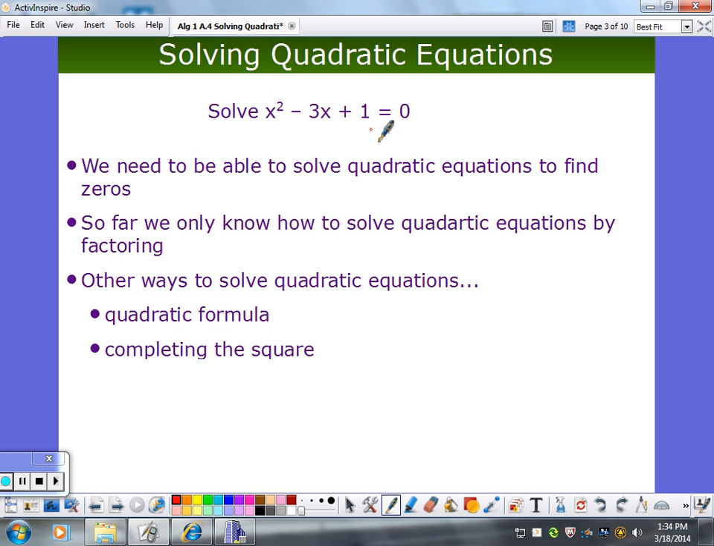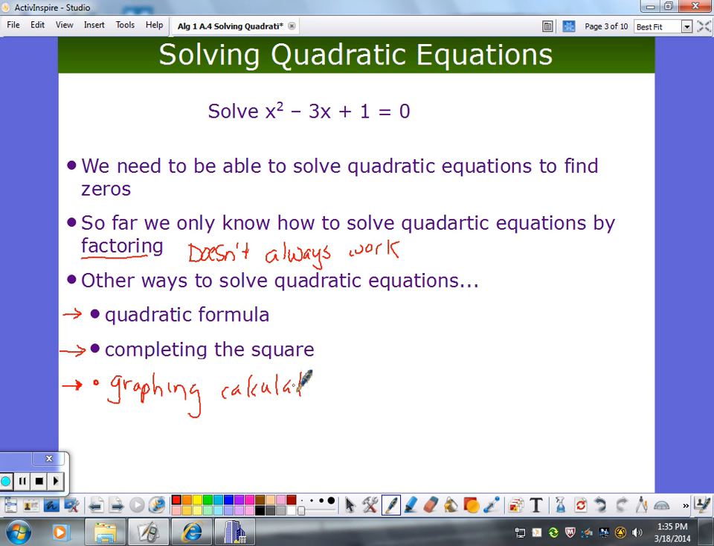So x squared minus 3x plus 1 equals 0. That's what we're trying to figure out. We can't factor, right? Because one of the methods we know is factoring, and it doesn't work. So this is a problem with this factoring method that we've been spending all this time with. It doesn't always work. So we're actually going to look at 3 ways. I've got 2 ways listed here. Something called the quadratic formula and something else called completing the square. There actually is another way to find zeros, and that's by graphing on the graphing calculator. And we've already done that. And if we have time, we'll just review how to do that again.